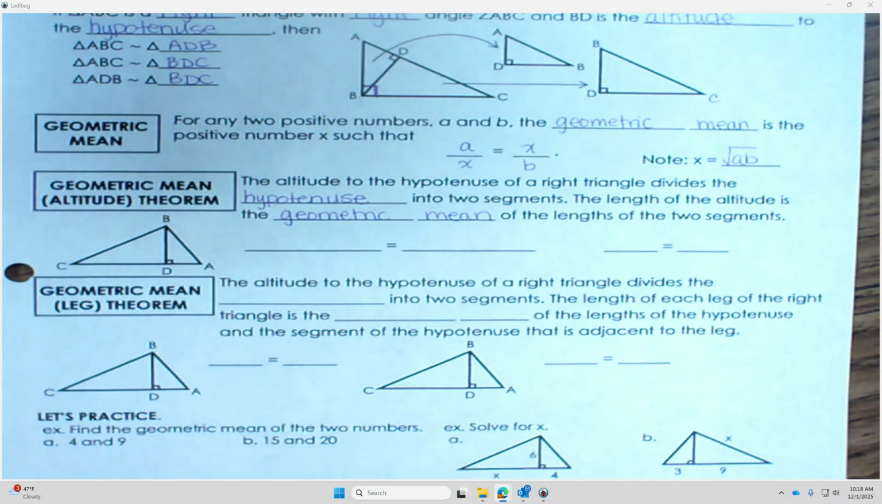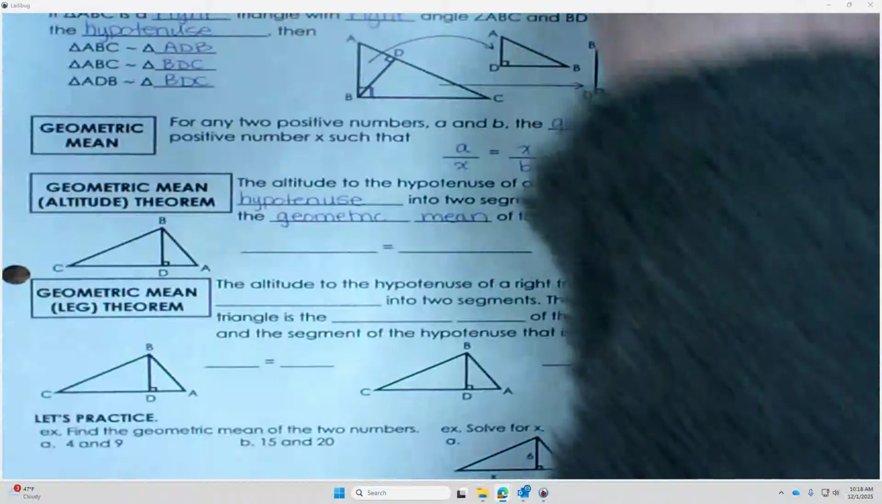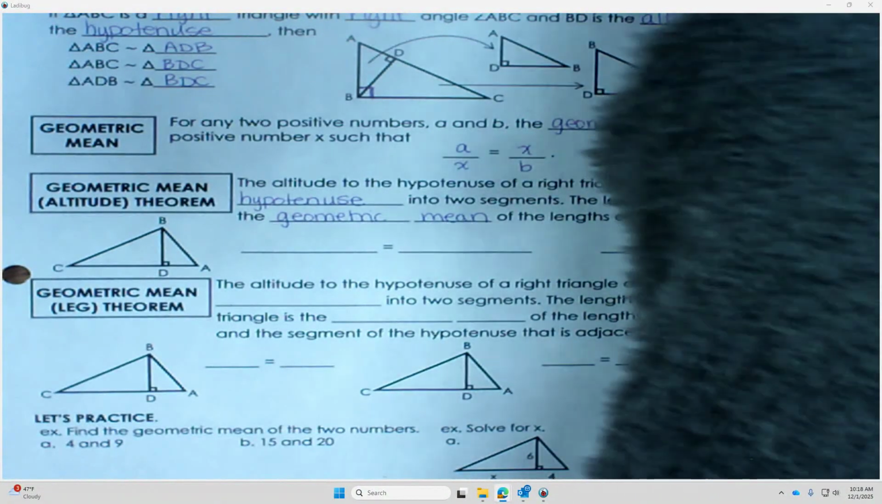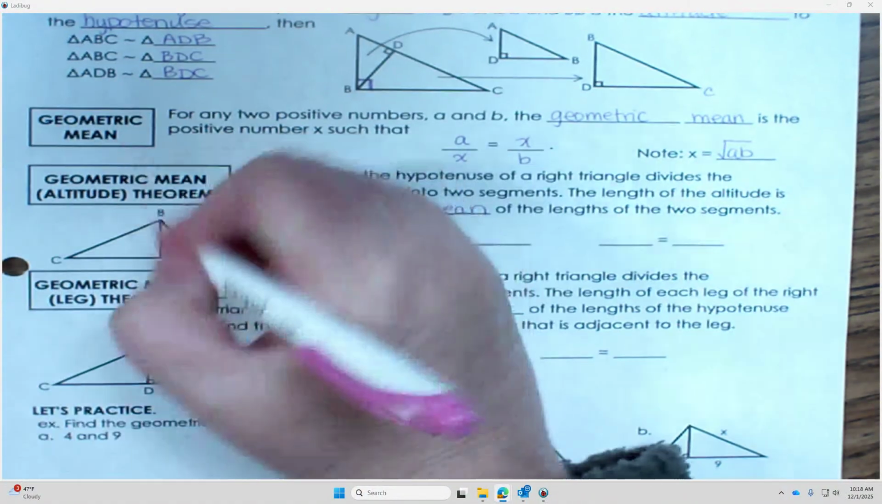And that's where we'll grab some color coding. So 3 colors for now. I'll go ahead and do blue, pink, and green. All right, so I'm going to make my altitude pink.